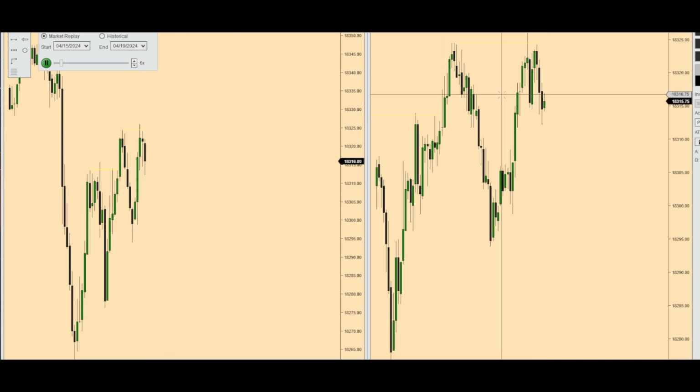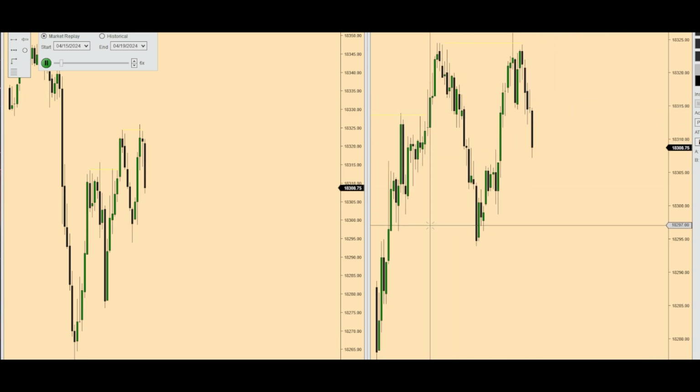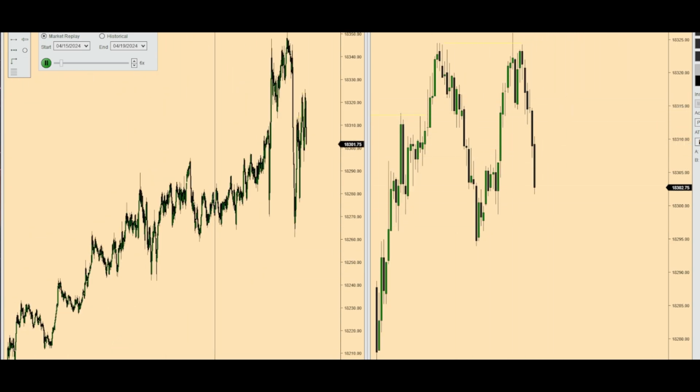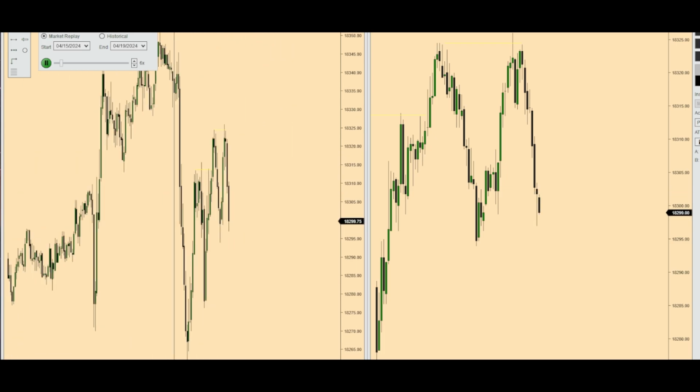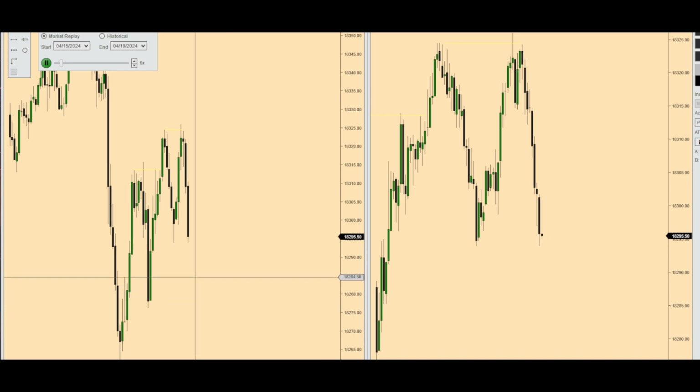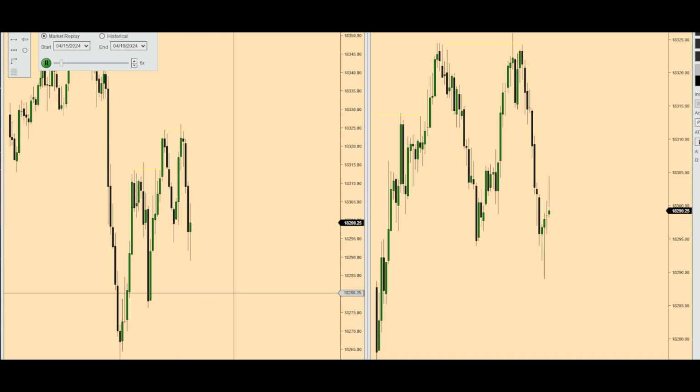There's obviously going to be pullbacks where we could get involved to the downside, but I'm just going to try and wait to see if we can stay aligned. Oftentimes this failure swing right here will offer a trade out.